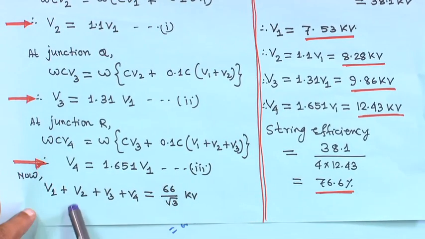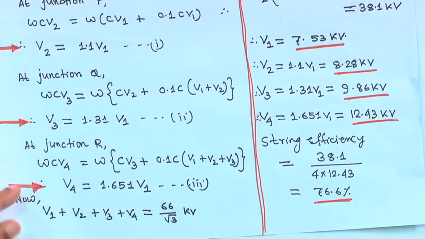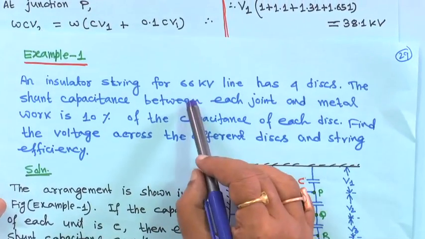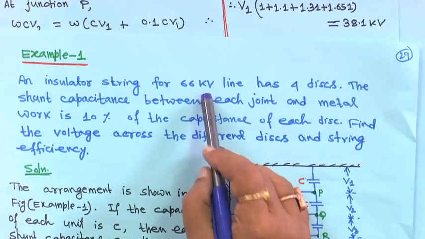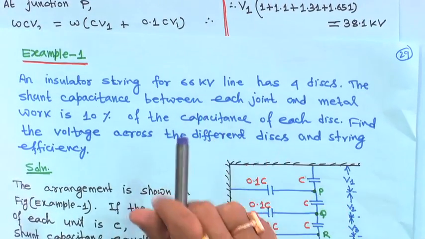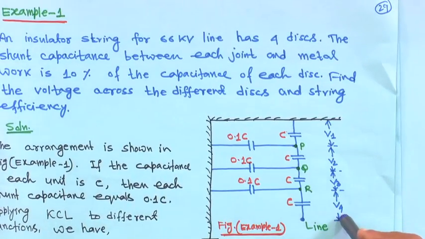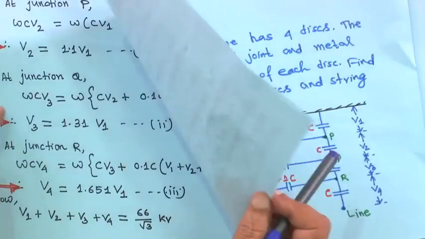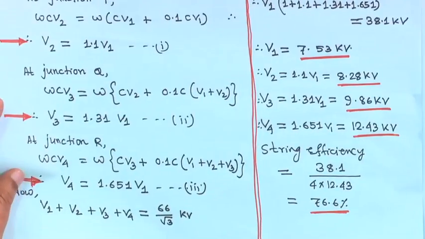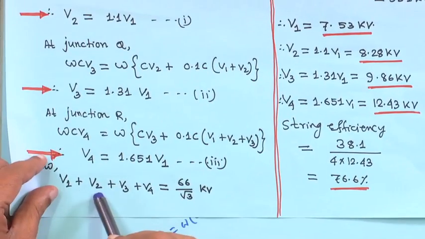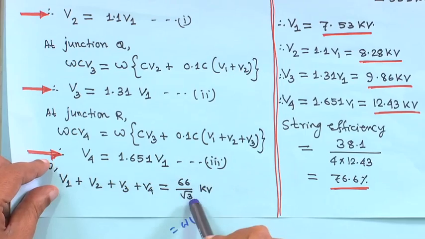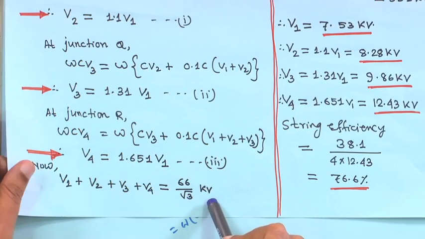Therefore, when total voltage is given, if nothing is mentioned it is the line to line voltage, you know that, and the total voltage is 66 kV. That means V1 plus V2 plus V3 plus V4 is equal to 66 by root 3, because you have to make it per phase. So, V1 plus V2 plus V3 plus V4 is equal to 66 by root 3 kV.